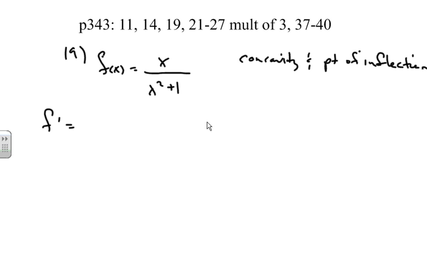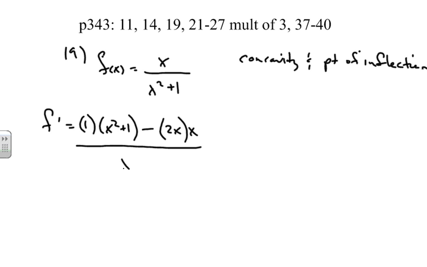All right, so from here, we're going to use the quotient rule. We're going to take the derivative at the top, which is 1, times the bottom, which is x squared plus 1, minus the derivative at the bottom, which is 2x, times the top, which is x, all over the bottom squared.